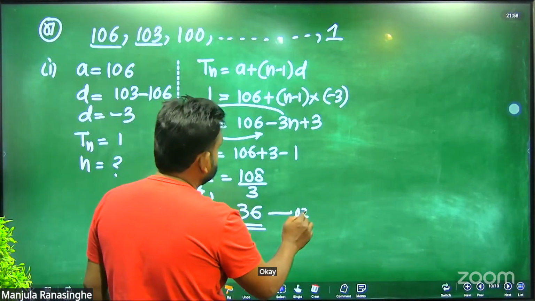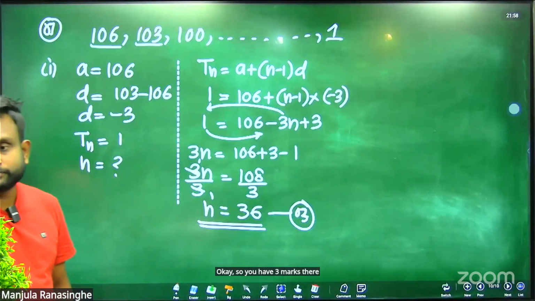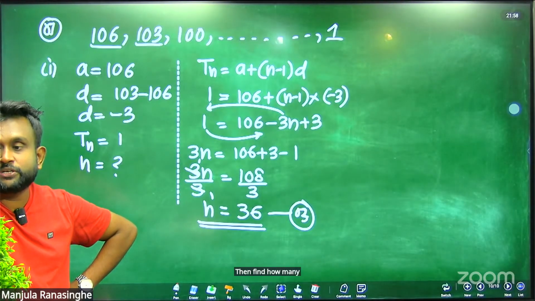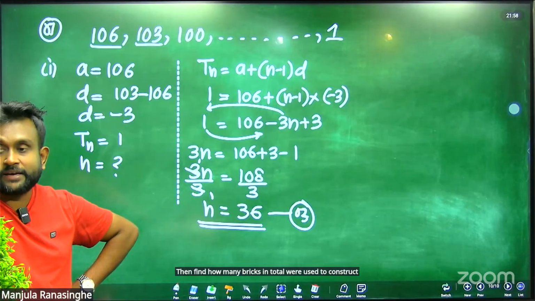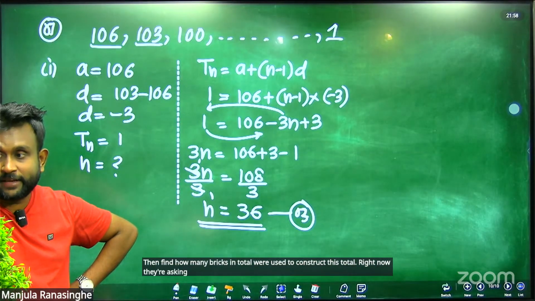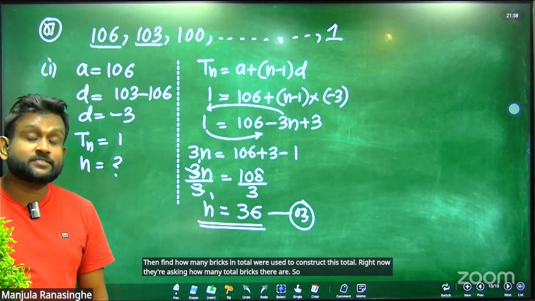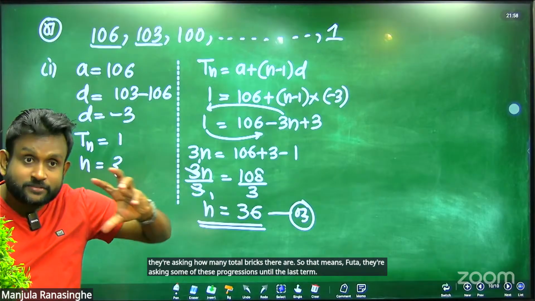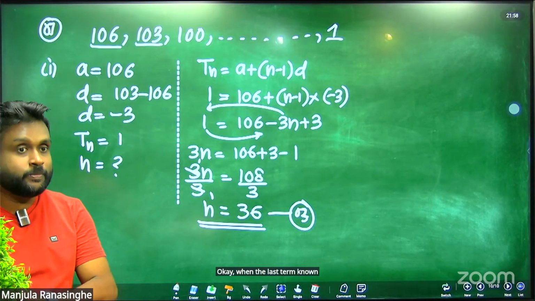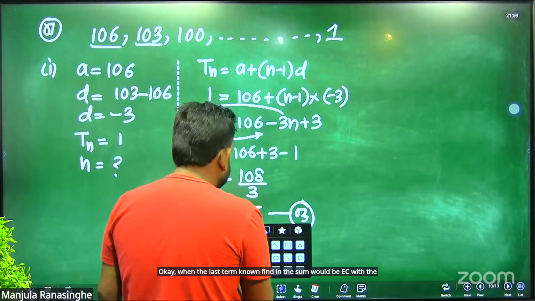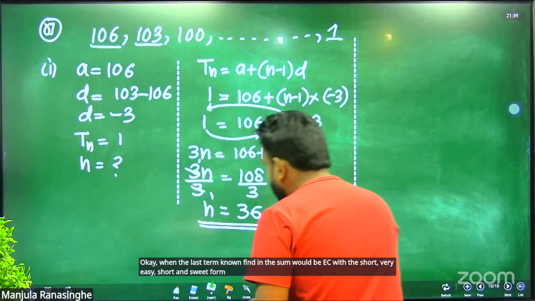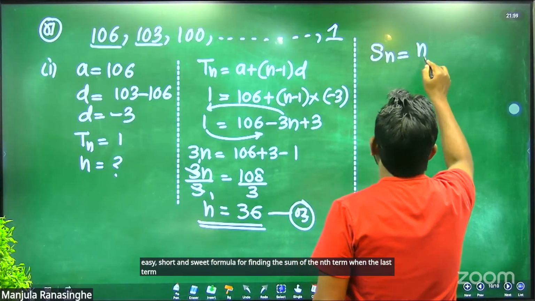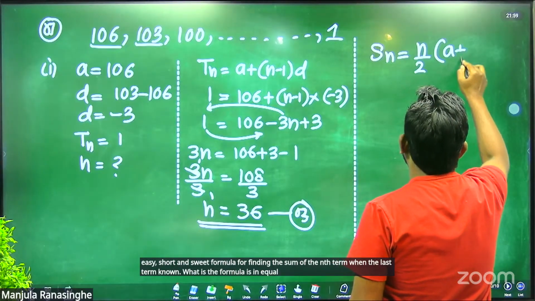So you have 3 marks there. Then find how many bricks in total were used to construct this. Now they're asking how many total bricks there are. So that means they're asking for the sum of this progression until the last term 1. When the last term is known, finding the sum is very easy, short and sweet. What is the formula? Sn equals n over 2 into a plus l.